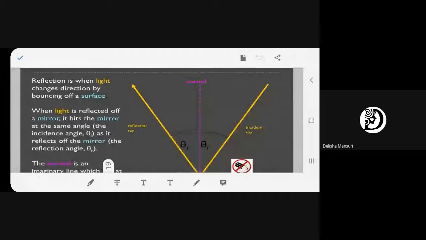Ma'am, reflection is when light changes direction by bouncing off the surface. You're not supposed to read. What you learned from this figure, you tell me that. It's the same thing. It's the fifth slide I think I'm using for the reflection. Don't you say? So use your own words, please, for the explanation.